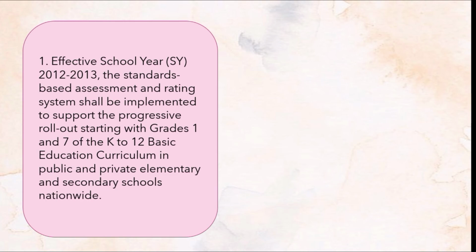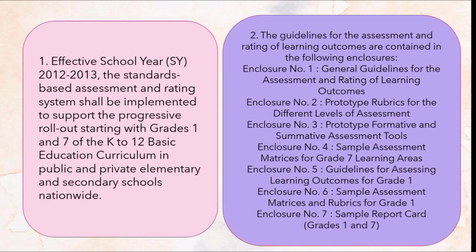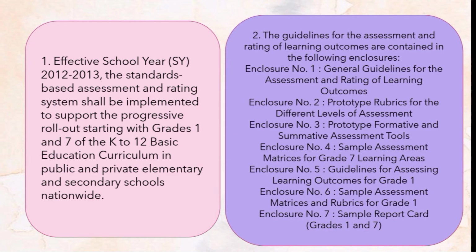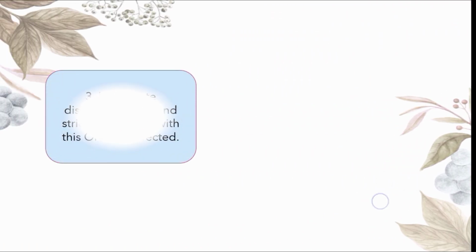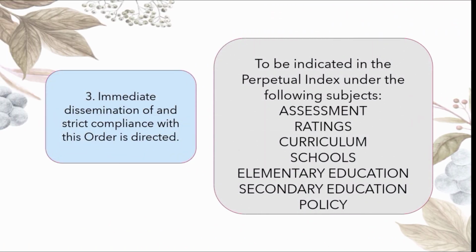The standards-based assessment and rating system shall be implemented to support the progressive rollout starting with grades 1 and 7 of the K-12 basic education curriculum in public and private elementary and secondary schools nationwide. And also this is one of the guidelines. Then we have the immediate dissemination of and strict compliance with this order is directed.